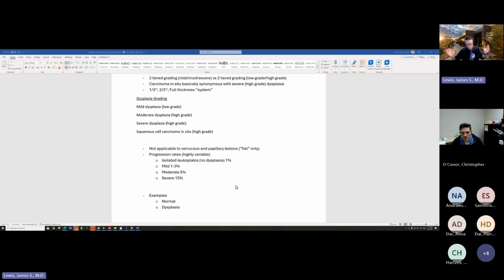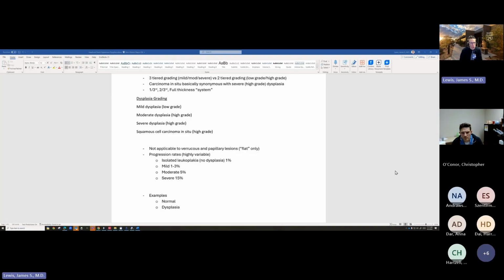And then the progression rates are highly variable, and there's a lot of inter-observer variability in grading because there's so many features, and there's no quantitative system where you have too much of one and another that it qualifies as this. It's just a little bit of a gestalt. Progression rates vary. If you just have leukoplakia, hyperkeratosis with no dysplasia, the risk of cancer is something like 1%. Whereas mild dysplasia, it's probably 1 to 3%. So it's not that much different.